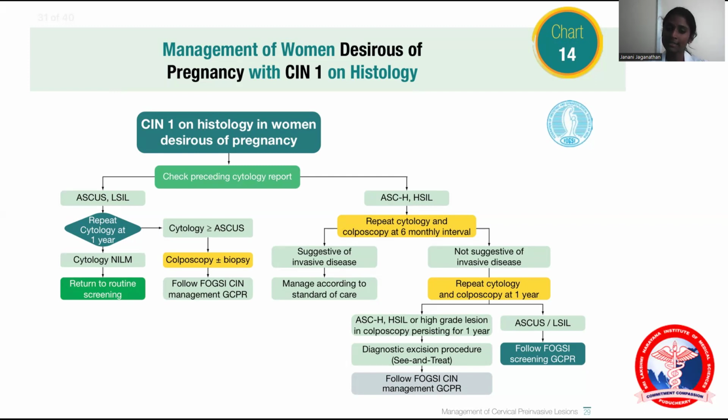If it comes as ASC-H, HSIL or high-grade lesion and colposcopy persisting for 1 year, you should go in for a diagnostic excisional procedure, that is see-and-treat policy. If it comes as ASCUS or LSIL, you have to follow the management according to GCPR guidelines.